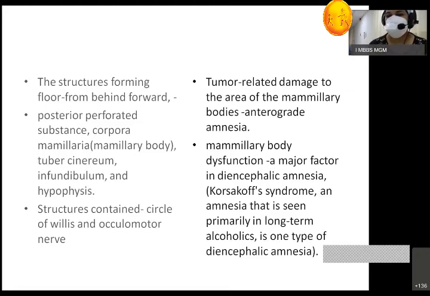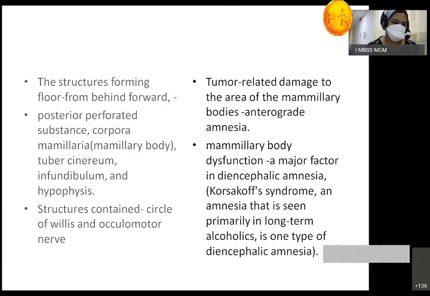So whenever there is dysfunction of the mammillary body, it generally happens with Korsakoff syndrome, which is very common in alcoholics. This is related to the diencephalon, because the mammillary body is a part of the diencephalon. So it is also called diencephalic amnesia. According to structure, it is called diencephalic; according to its memory loss, it is called anterograde amnesia.